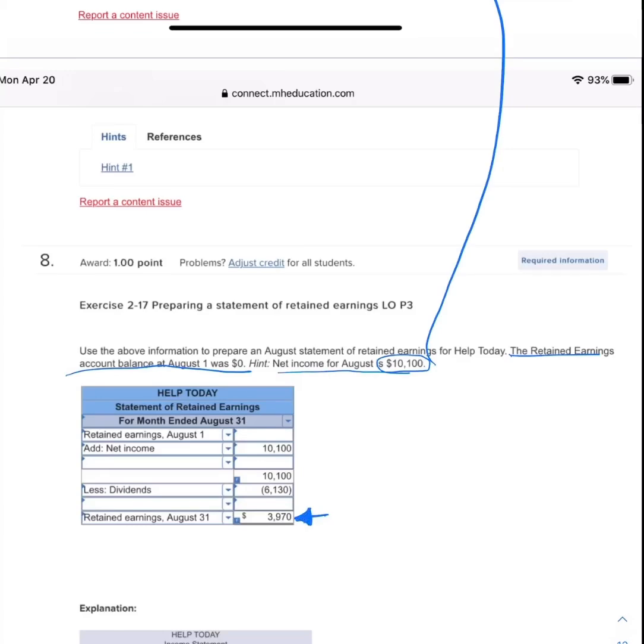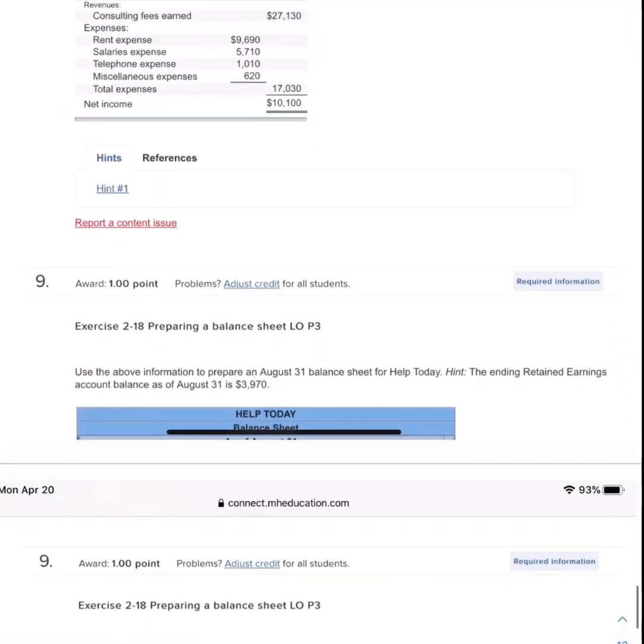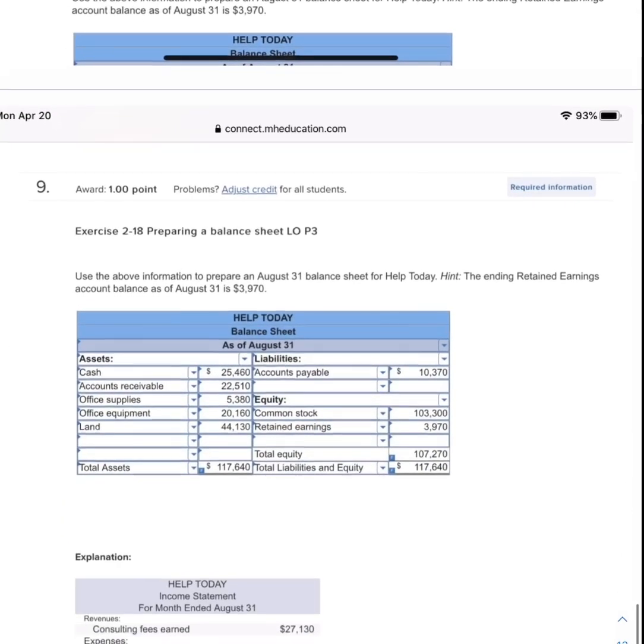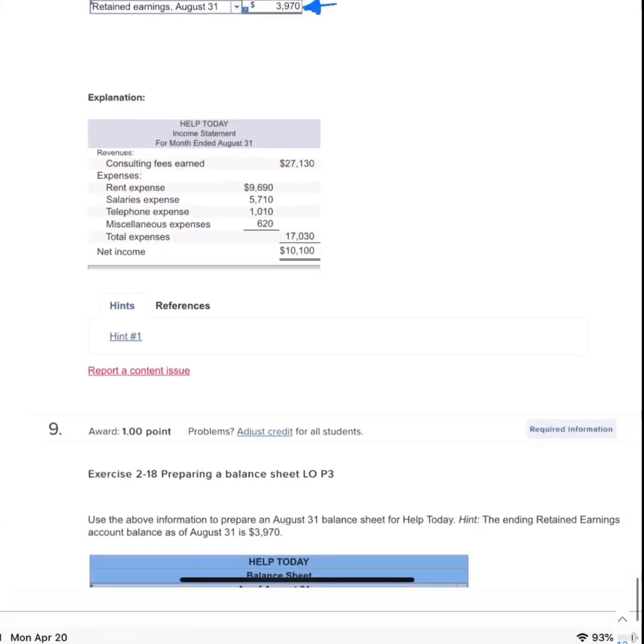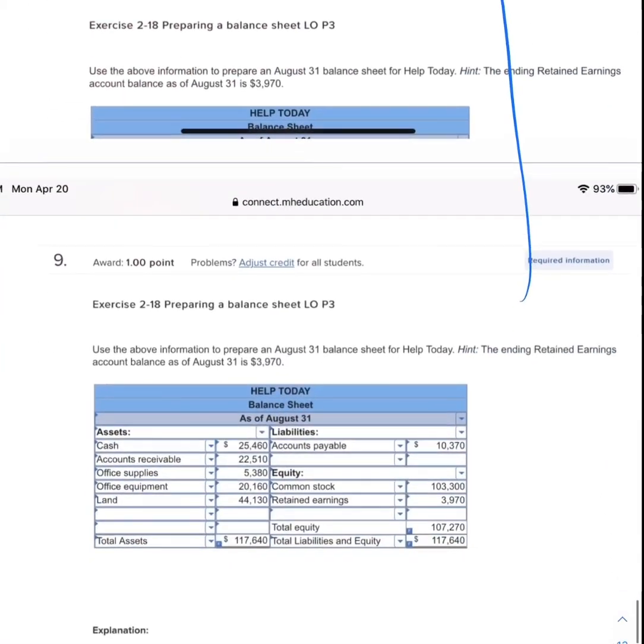Now this ending balance will then flow from here on down to your balance sheet. So if you just see how this flows, what you will notice is that $39.70 drops right there. So this is how we know that this is the order our financial statements must be prepared in, because if I tried to prepare my balance sheet before my statement of retained earnings, I would be using 0 instead of $39.70, and my balance sheet would not balance.